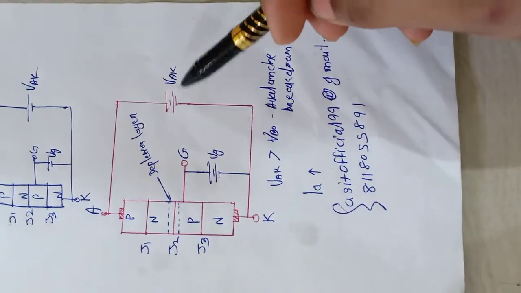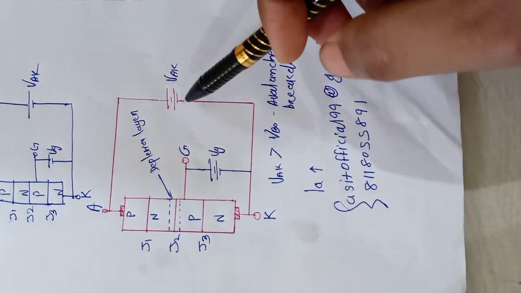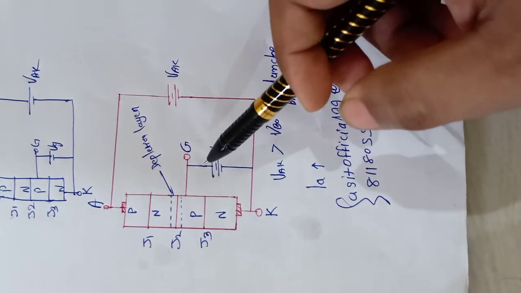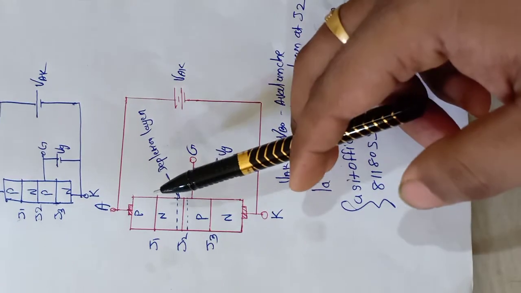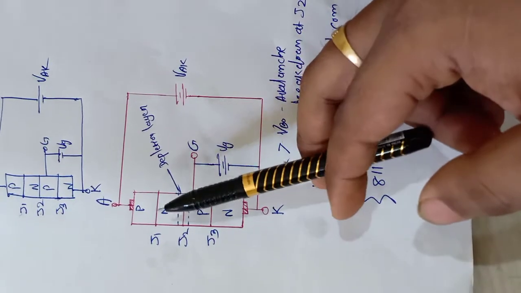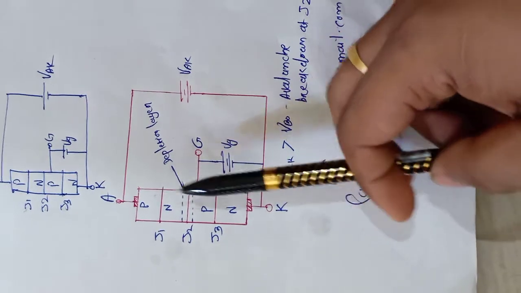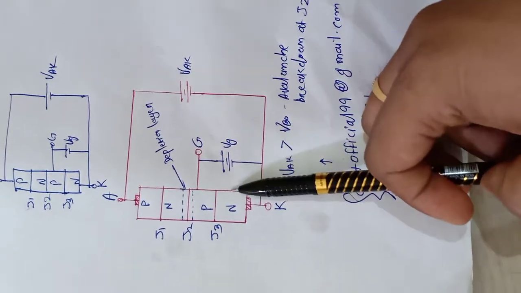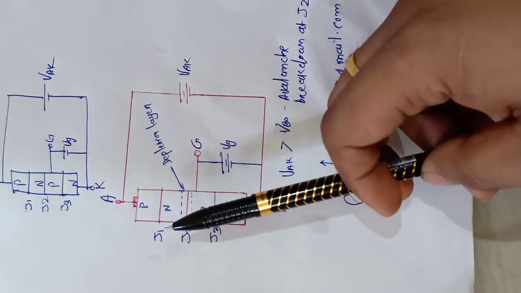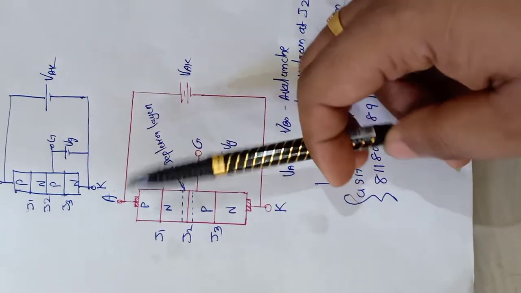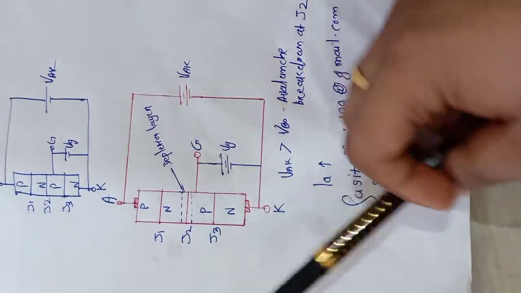So I have applied some voltages over here, and I will discuss it later in this lecture. So currently, what does a SCR look like? An SCR is 4 layers of alternating P-type and N-type materials, and it has 3 junctions, J1, J2, J3, and it has 3 terminals, that is anode, cathode and gate.